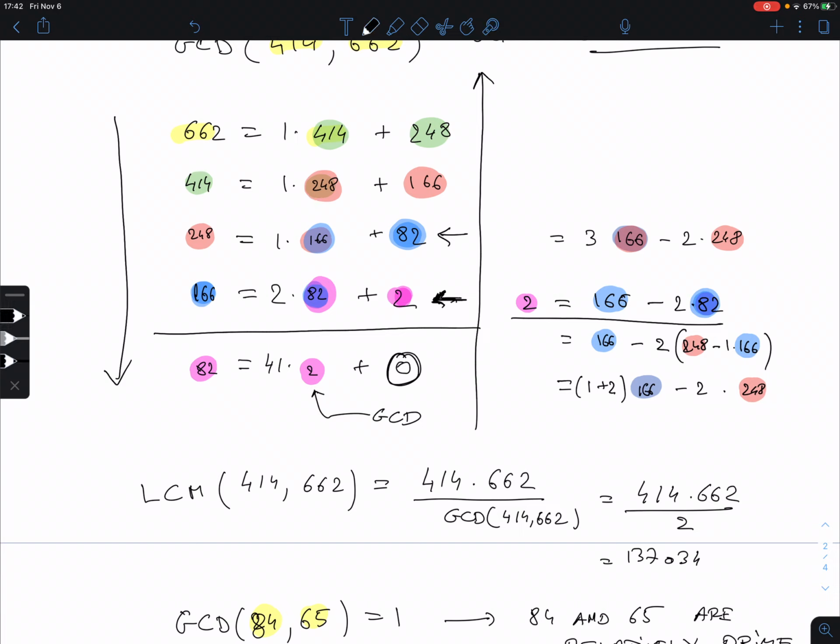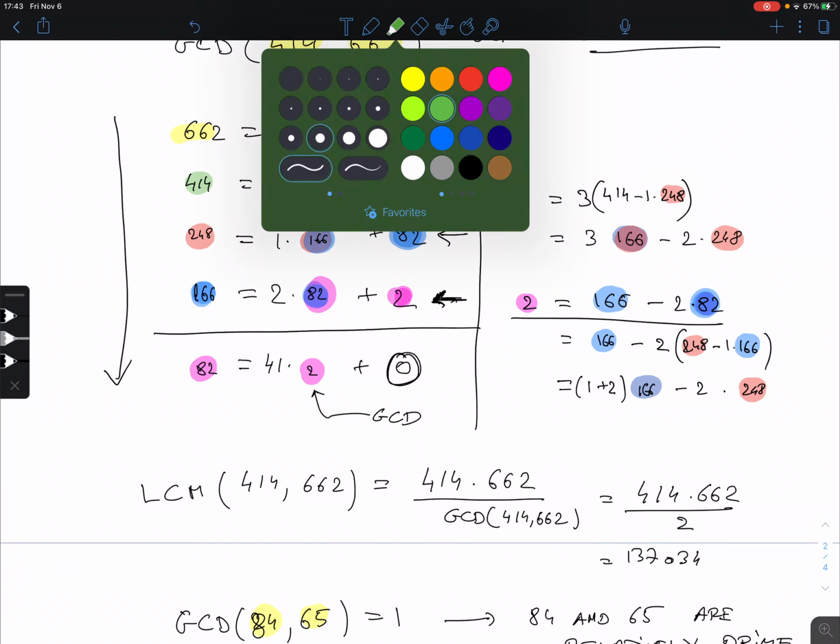Okay, let's do that. So 166 is 3. I'm going to replace 166 by 414 minus 1 times 248. Let me keep writing the 1. It's kind of silly, but just so that you see where everything comes from. So these are now, let's see, this is a red number, and this was already called a green number.